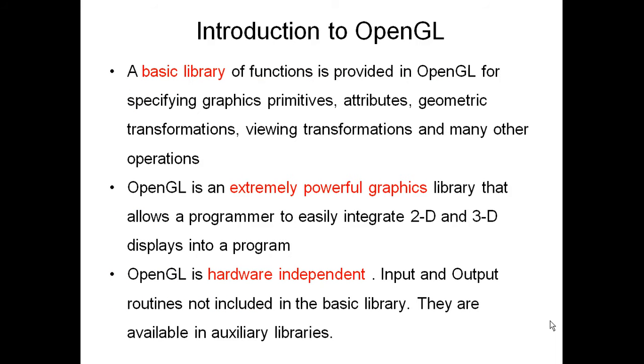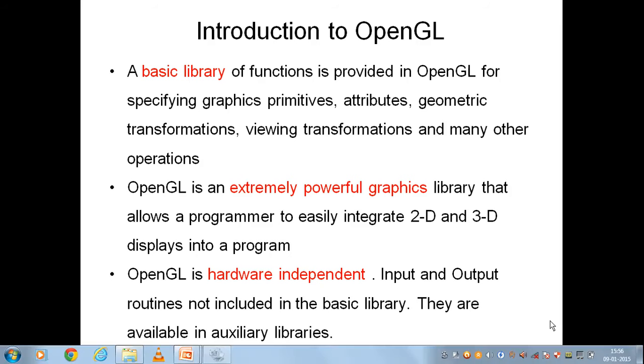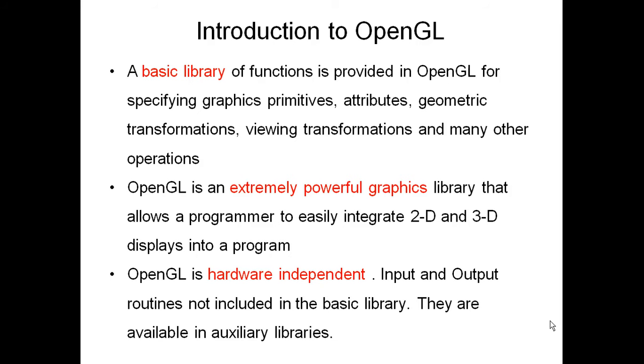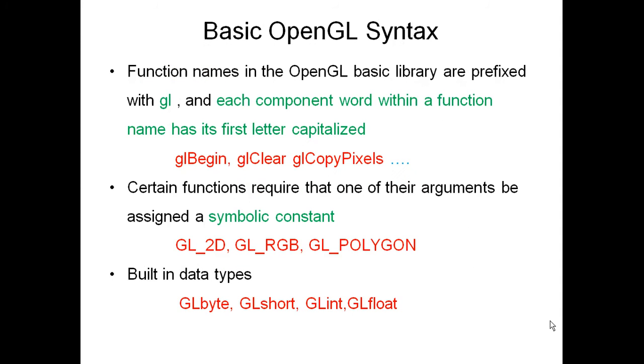Introduction to OpenGL. A basic library of functions is provided in OpenGL for specifying graphics primitives, their attributes, geometric transformations, viewing transformations, and many other operations. OpenGL is an extremely powerful graphics library that allows a programmer to easily integrate 2D and 3D displays into a program. OpenGL is hardware independent. Input and output routines are not included in the basic library. They are available only in auxiliary libraries.